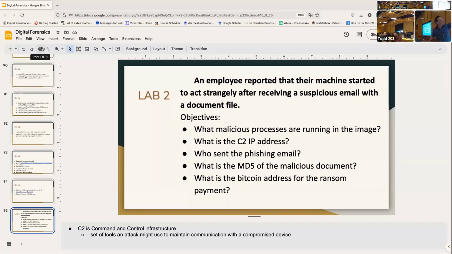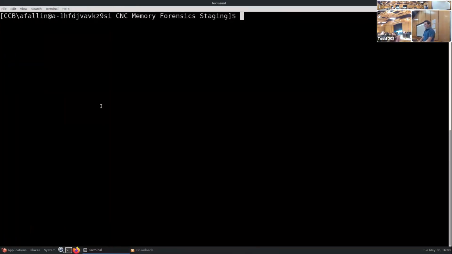Lab 2. An employee reported that their machine started acting strangely after receiving a suspicious email with a document file. What malicious processes are running on the image? I know it's been a while, but does anybody remember some of the plugins I mentioned that might potentially give us malicious files? Malfind.